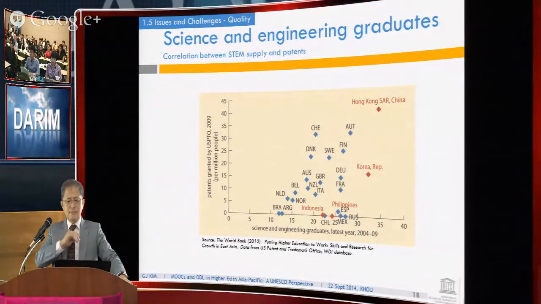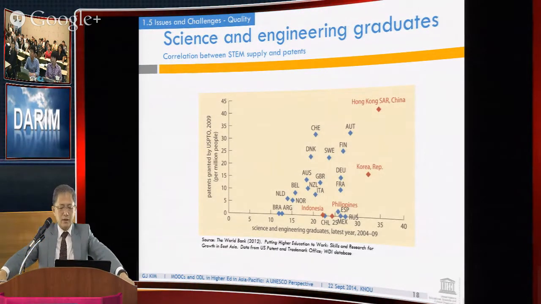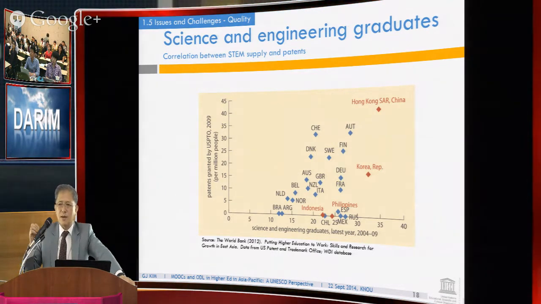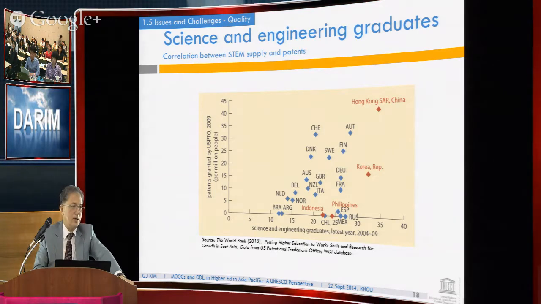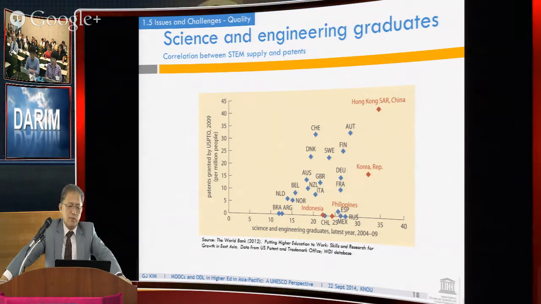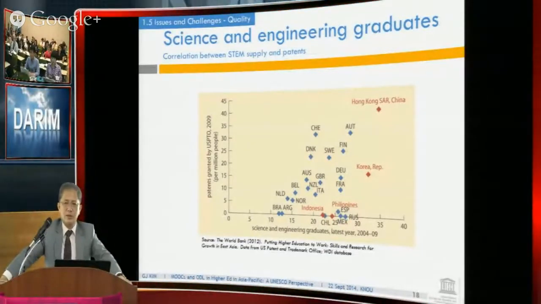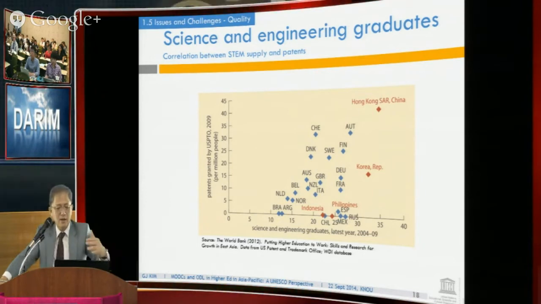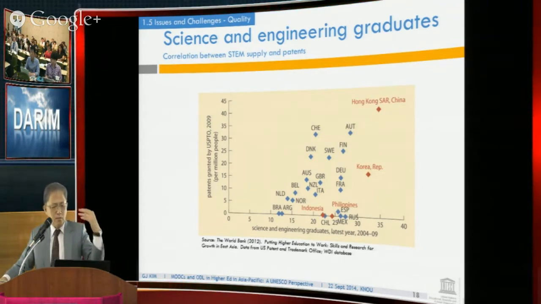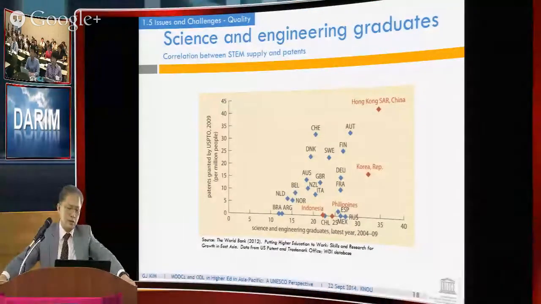What about the science and engineering graduates? An interesting way of looking at the quality from another angle is to look at the number of so-called STEM graduates from science, technology, and engineering, and how the STEM graduates are related in one way or the other to another value, which measures the intellectual property. For example, patents. As you can see, many countries, mostly OECD countries, are on the trend line, meaning that the higher the number of STEM graduates, the higher the patents, etc.